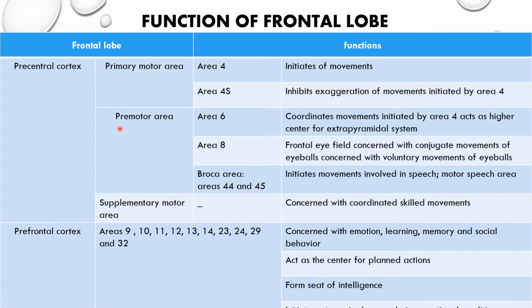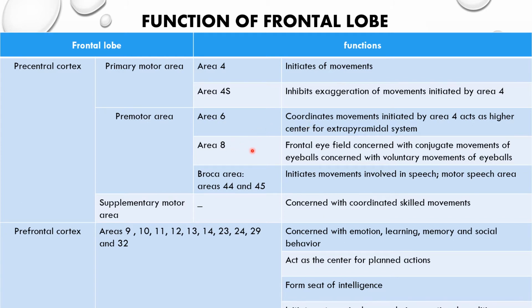So what is the purpose of the premotor area? The main function of area number 6 and area number 8 is to coordinate the movement initiated by area number 4. It is called the premotor area because it coordinates the movement initiated by the primary motor area, and acts as a higher center for the extrapyramidal system. These are the two functions of area number 6.